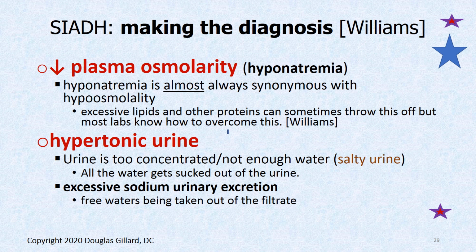So if you're making too much ADH, you're going to be sucking water like crazy out of the filtrate. So the urine is going to be hypertonic, meaning it's going to be salty. You're going to have salty urine because you're sucking too much water out of it, so you have hypertonic urine. So make sure you know the difference between hypotonic and hypertonic. Hypertonic urine is salty, too much salt. Okay, excessive sodium urinary secretion. So your urine's going to be filled with salt.